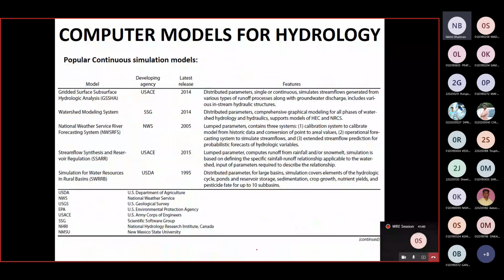Now talking about the second, that is the continuous simulation models. Again, there are some popular continuous simulation models that we are going to discuss here. The recent one that we are able to see here, which is a very popular one, is called the Gridded Surface Subsurface Hydrological Analysis model, in short GSSHA. Now what is this gridded surface subsurface hydrological model?